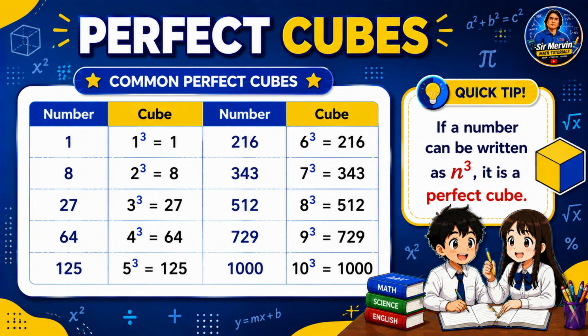Memorizing common perfect cubes will make cube root problems much faster. Start with the cubes from 1 to 10. For example, 7 cubed is 343, so the cube root of 343 is 7.